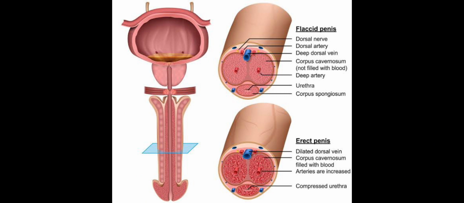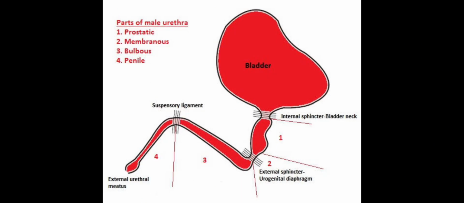So it is important. Now let's discuss the urethra and the various parts of the urethra. The anterior urethra is derived embryologically from the ectoderm, while the posterior urethra is derived from the endoderm. In females, the whole urethra, anterior and posterior, is derived from the endoderm, so it is endodermal in origin.